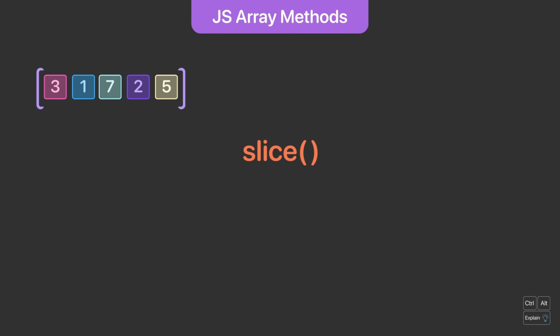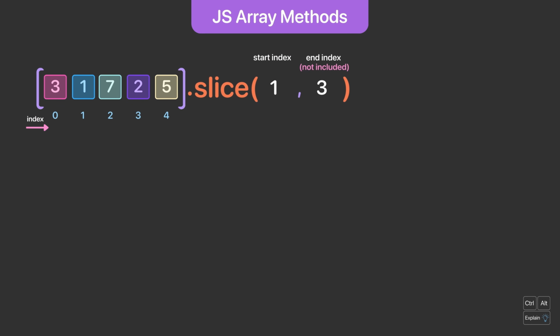The slice method creates a shallow copy of a selected range of an array. It helps us extract parts of an array without changing the original one. When we call something like slice 1, 3, it starts copying from index 1 up to index 3, but not including index 3 itself. So if our array is 3, 1, 7, 2, 5, the result would be 1 and 7.